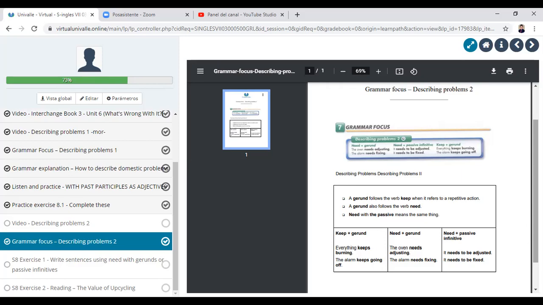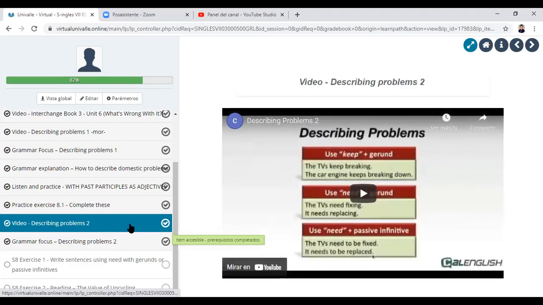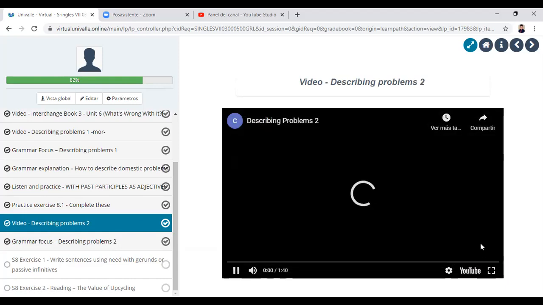Need plus gerund: The oven needs adjusting. The alarm needs fixing. Need plus passive infinitive: It needs to be adjusted. It needs to be fixed. And here we have our video tutorial on how to describe problems number 2. We're going to watch this video and we're going to be able to find statements describing problems.